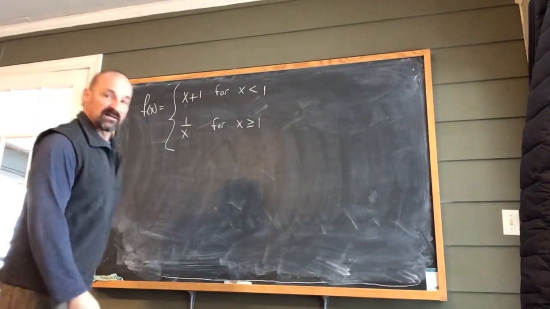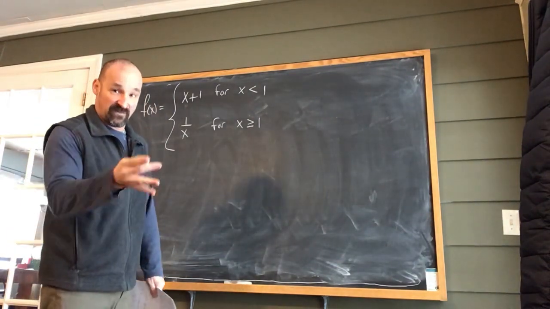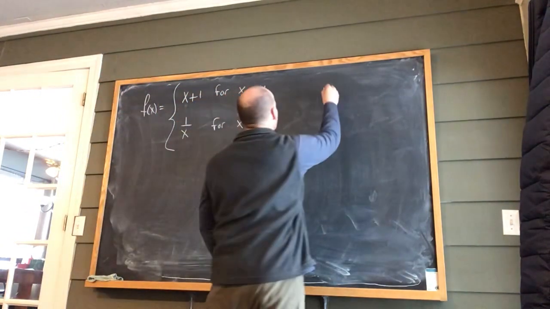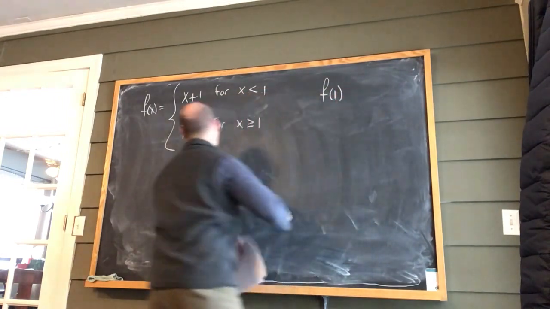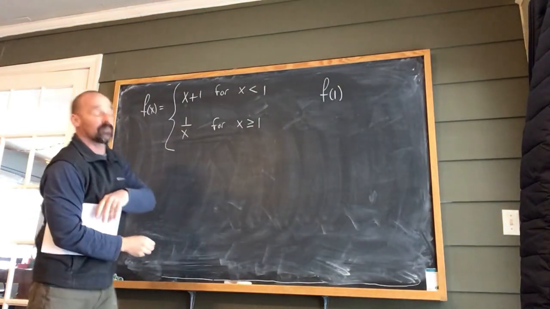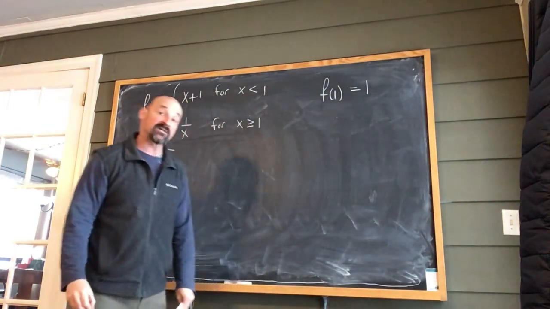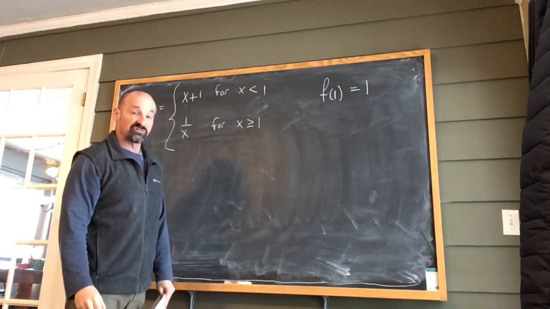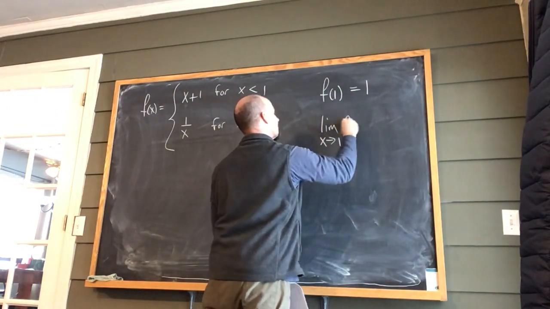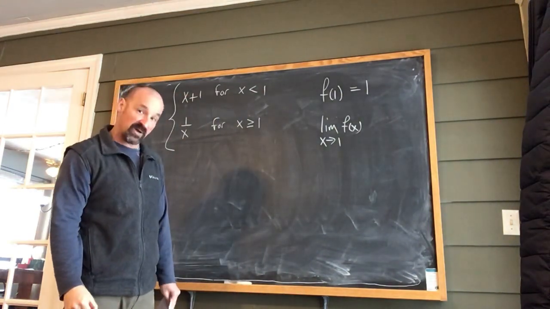So let's see. This function will be continuous at x equals 1 if those three conditions are satisfied. First, is the function defined? f of 1: the input is 1, so I'm on this branch, so f of 1 would be equal to 1 over 1. f of 1 is 1. Then I've got to think about the limit. Does the two-sided limit exist? It will exist if the one-sided limits exist and are equal, so we better look at those.